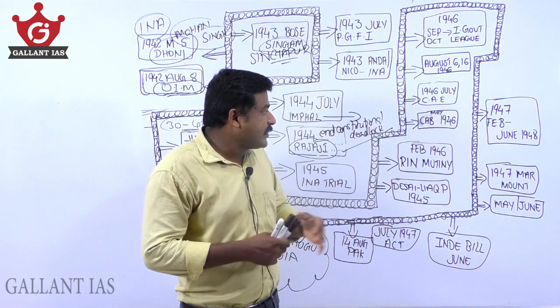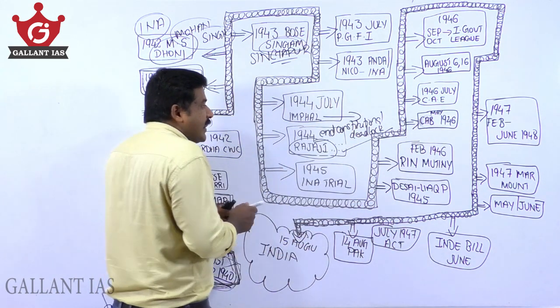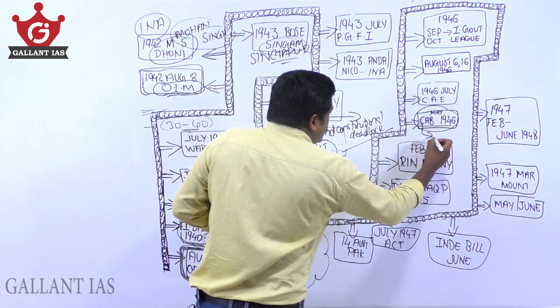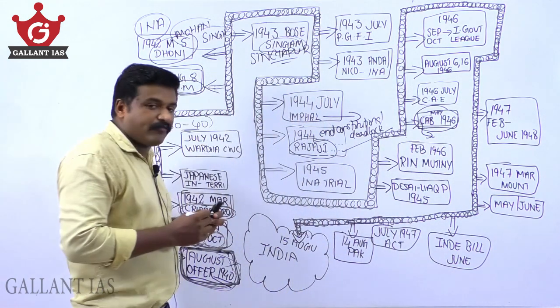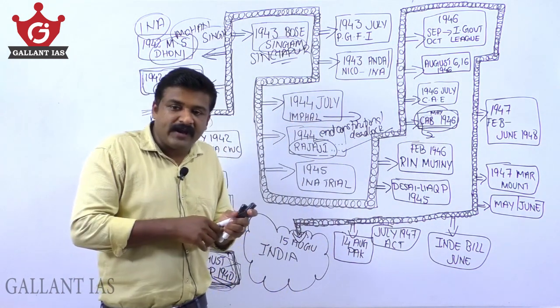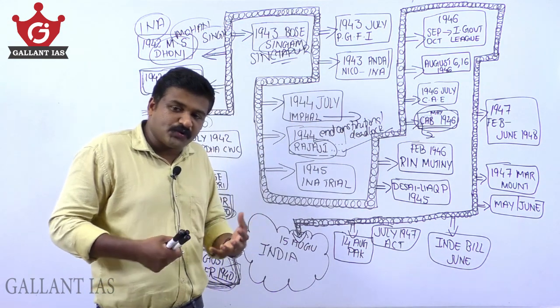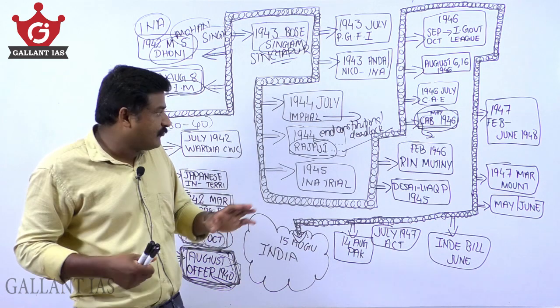Then there is the arrival of the 1946 Cabinet Mission, in May 1946. This is to provide a solution for the transfer of power. It is to frame the Constitution of India, to arrange a Constituent Assembly, and to discuss the transfer of power.